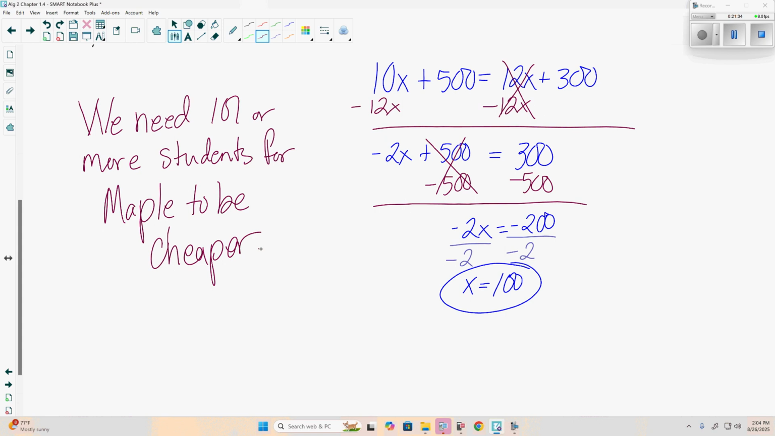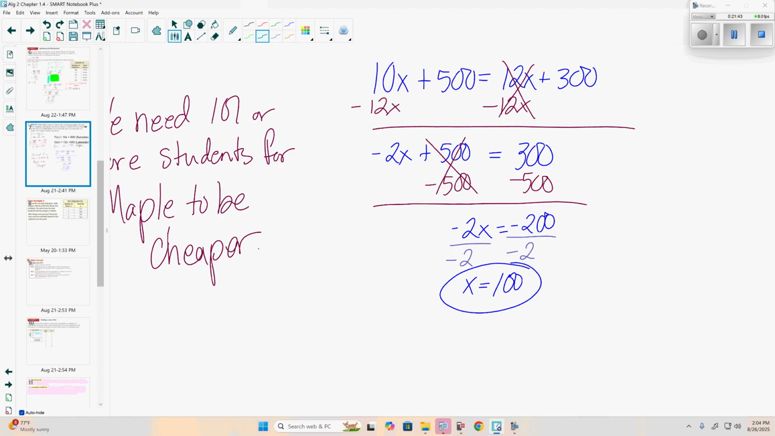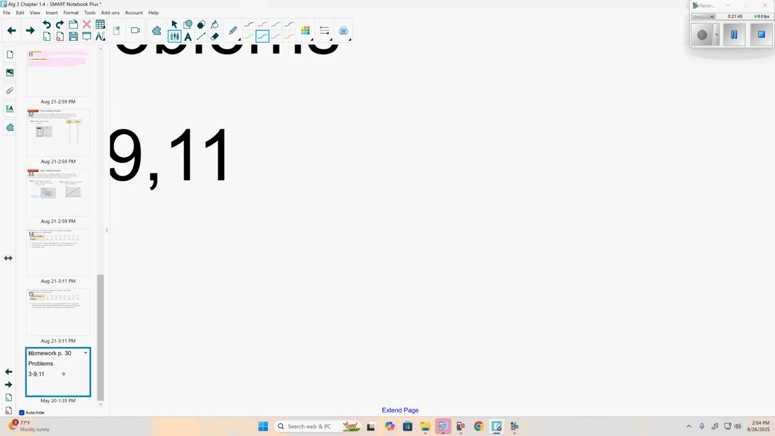Questions on this here? Questions on finding equations of lines? Okay. That's it.